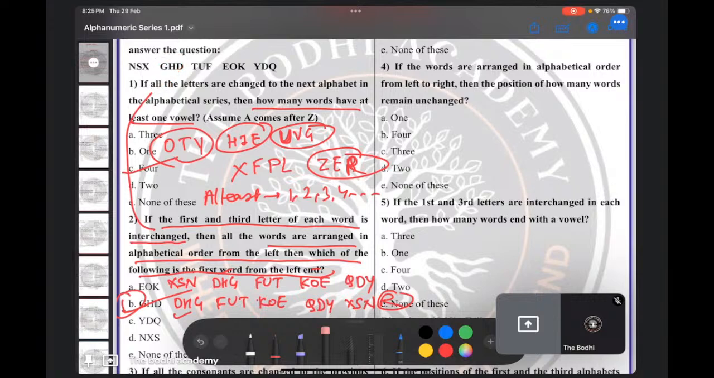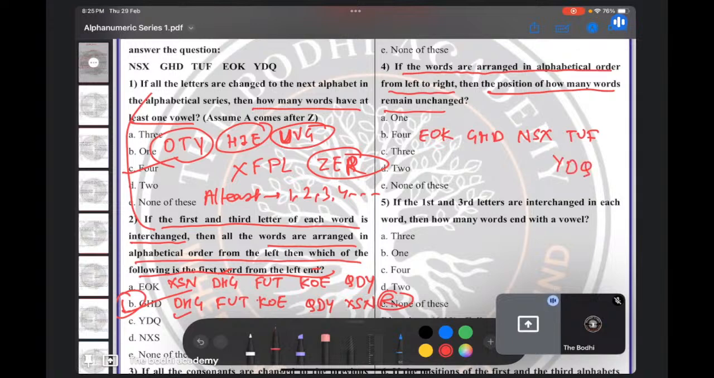Next question. We'll see the question number 4. If the words are arranged in alphabetical order from left to right, then the position of how many words remain unchanged? So now we have to arrange the words in alphabetical order from left to right. So the new series will look something like this: E, O, K, G, H, D, N, S, X, T, U, F, Y, D, and Q.